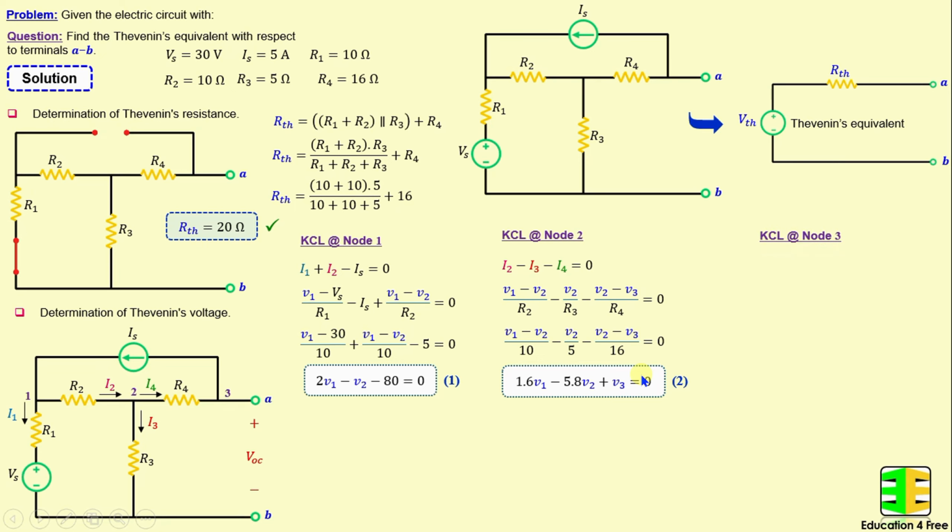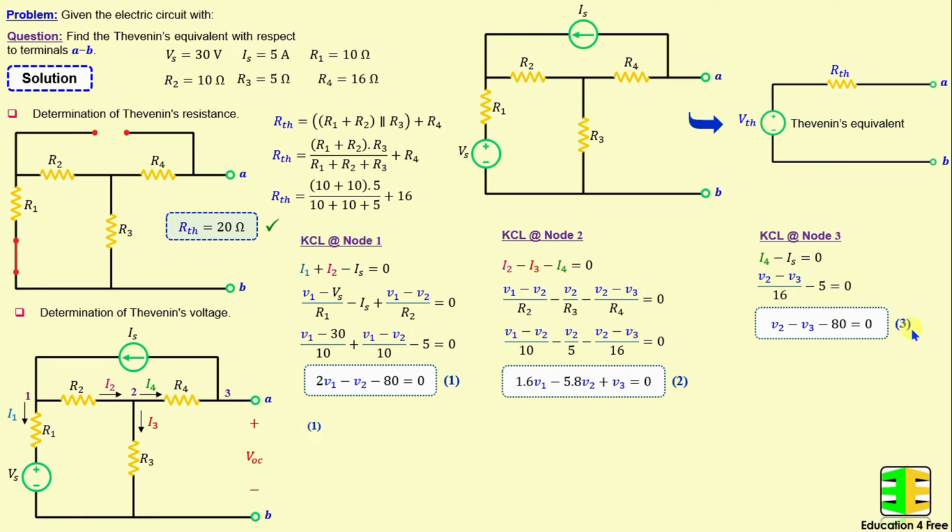Let's move on now to node 3. By applying Kirchhoff's current law at node 3, we can write I4 minus Is is equal to 0. The current here is 0 because we have an open circuit. And if we replace I4 by (V2 minus V3) over 16 and we continue simplifying this equation, we obtain V2 minus V3 minus 80 is equal to 0.